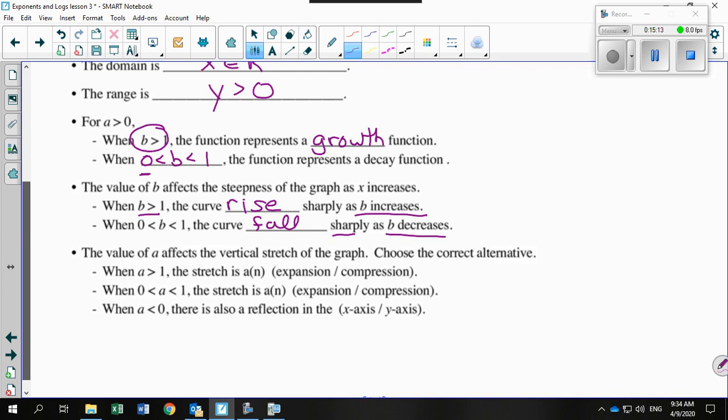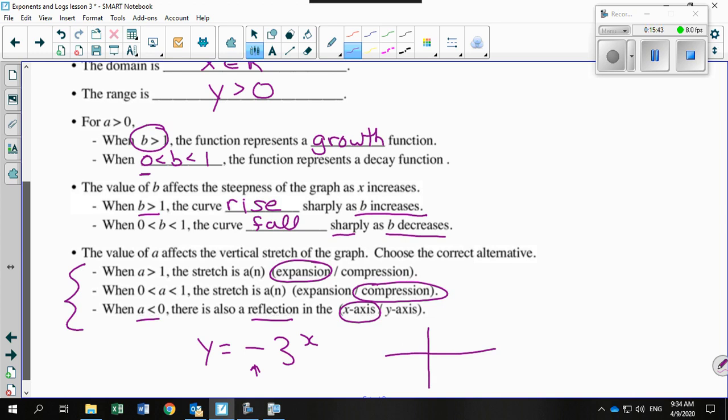When we talk about those a values and we talk about stretching it, when a was greater than 1, this is called an expansion because it gets steeper faster. When it's a fraction, it's going to be called a compression because it looks wider. And then when a is less than 0, this is a reflection in the x-axis. Remember that would be me putting a negative in front of this, and instead of it going like this, it would now look like this.